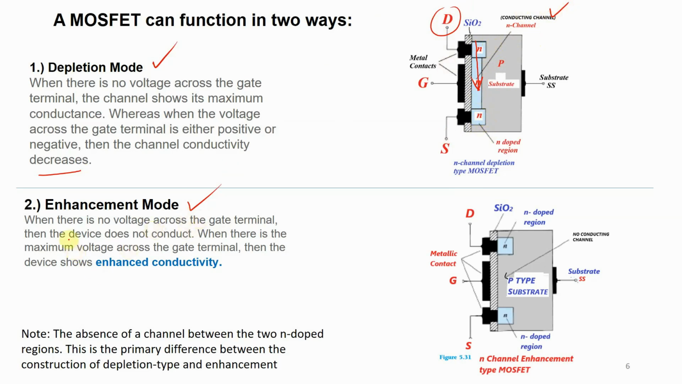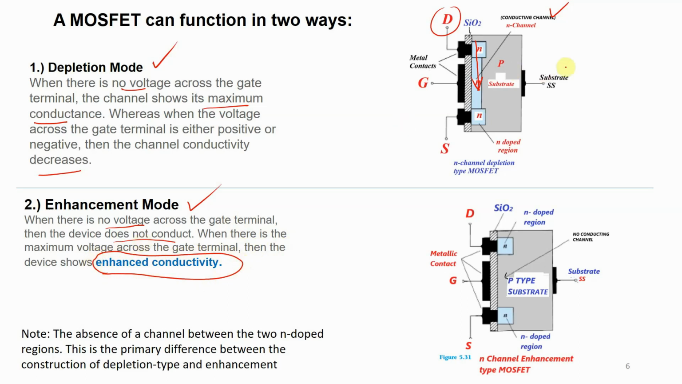What about enhancement mode? When there is no voltage, the gate terminal does not conduct. So it's the opposite. Here, in depletion mode, when there is no voltage, the gate terminal shows maximum conductance. When there is voltage at the gate terminal in enhancement mode, then the device shows enhanced conductivity. What is that enhanced conductivity?